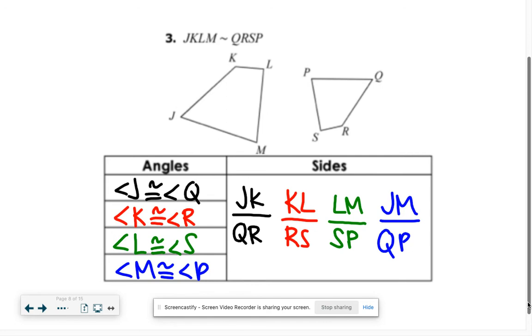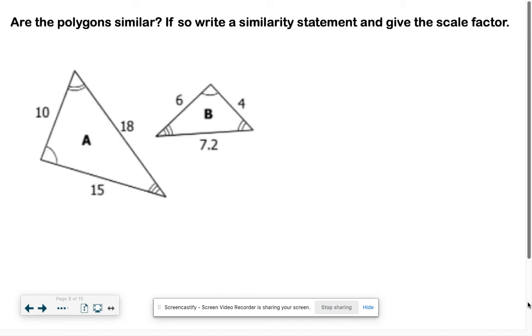Okay, let's flip the page and now we're gonna actually see or determine if shapes are similar or not. Okay, first things first. Hold on 1 second. Okay, let's check our angles.